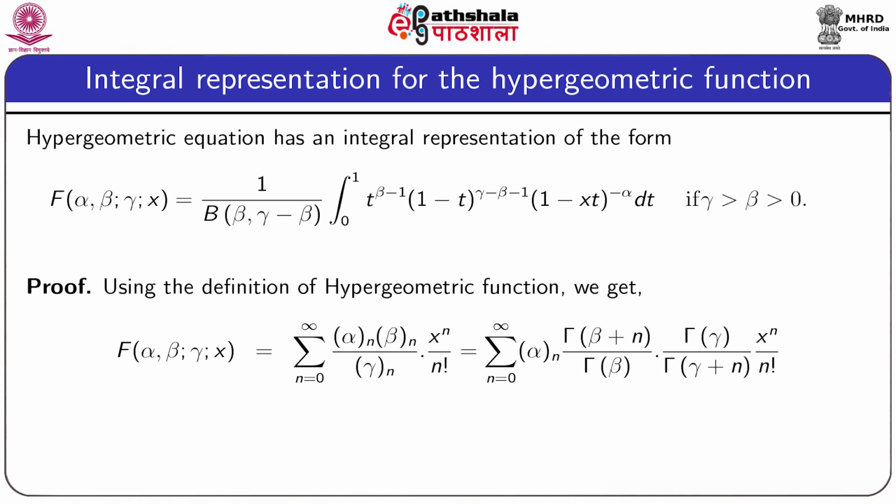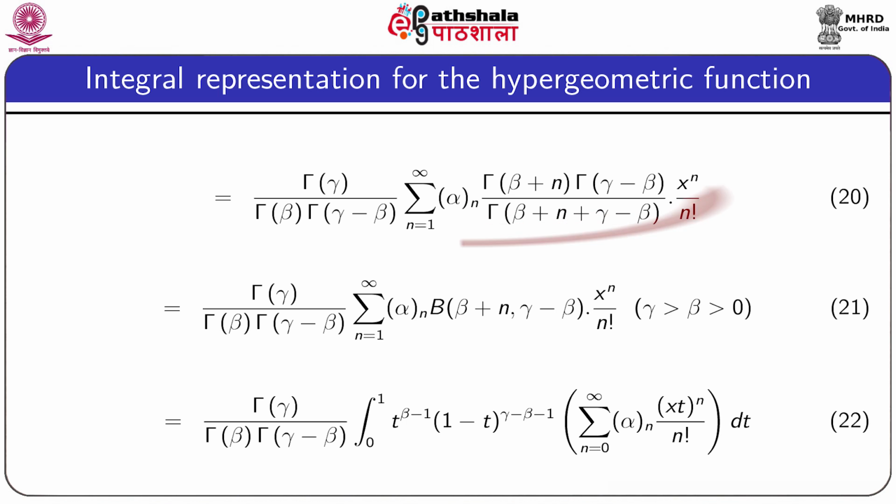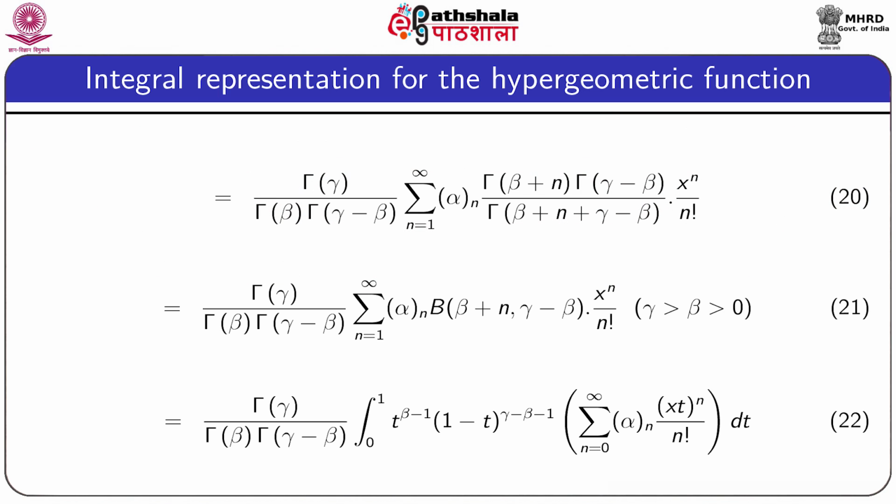This again we have introduced before in the Pochhammer symbol slide, which after simplification gives gamma function gamma divided by gamma function beta, gamma function gamma minus beta, summation n equal to 1 to infinity (alpha)_n gamma function beta plus 1, gamma function gamma minus beta divided by gamma function beta plus n plus gamma minus beta, into x to the power n by n factorial, given by equation 20.